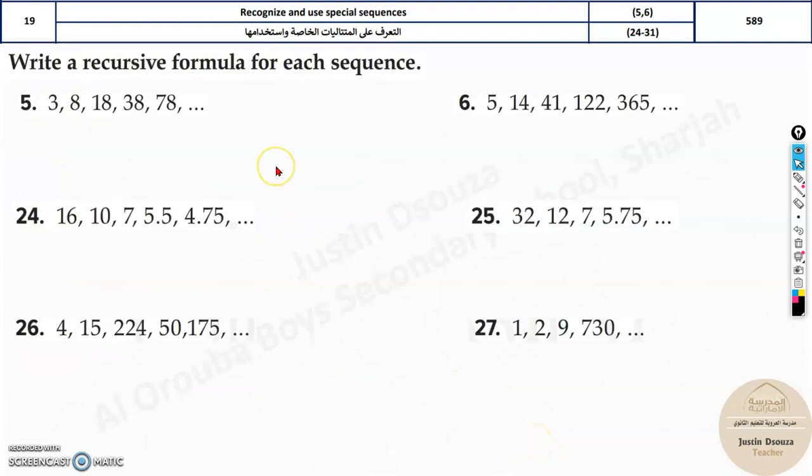This is easy: arithmetic sequence, geometric sequence. But what about these? For example, over here, the common difference is 7, but no, it's not the same. Is it being multiplied? No, it's not the same multiplication. What are we doing over here?